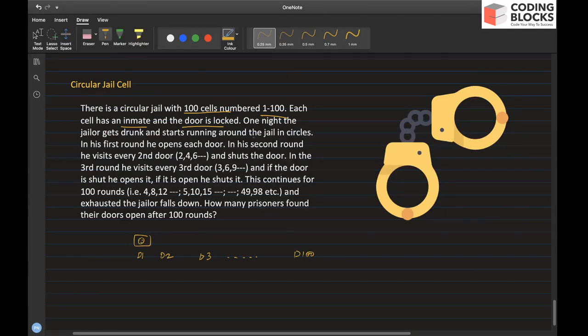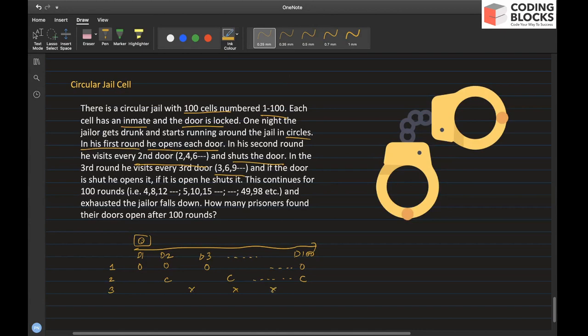What is given is that one night the jailer gets drunk and starts running around the jail in circles, which means he goes across the entire jail, and in each round he opens each door. In the first round he opens each door. So after the first round all the doors are open, and in the second round he visits the doors which are multiples of 2. He goes to each of these doors and shuts it, so he closes the doors which are even numbers.